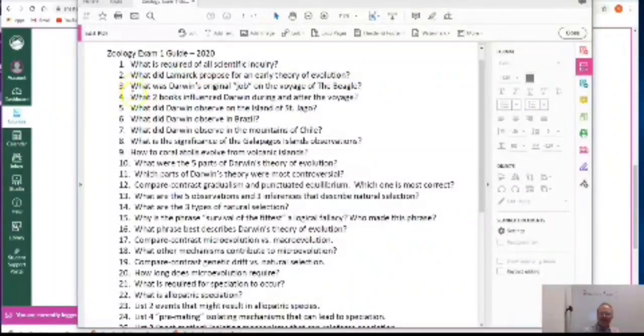Then we had a series of Darwin questions. This is beyond the book. I gave you a link of Darwin's travels and some information about Darwin as well as lecture. And so all of this is essentially stop by stop of Darwin's voyage of the Beagle.